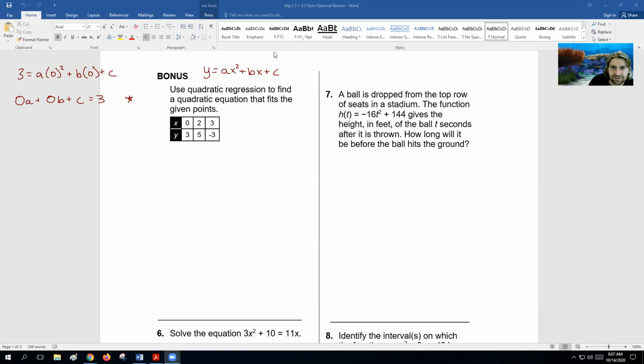Okay, here's the next thing that we can do. Here, the next point, 5, 2. So same thing, we're going to set this up. Y is 5. A, we don't know.